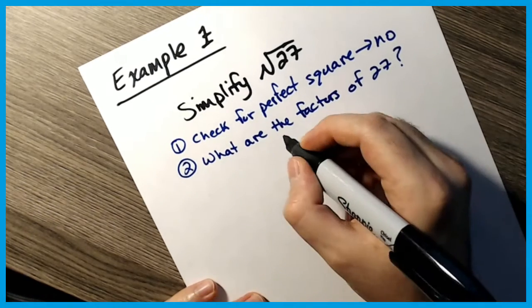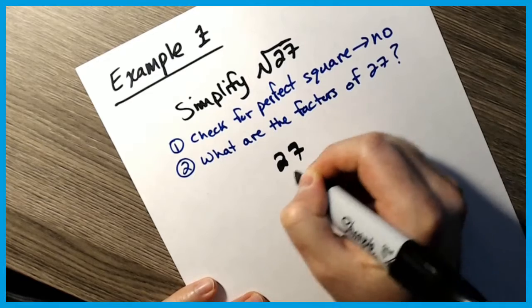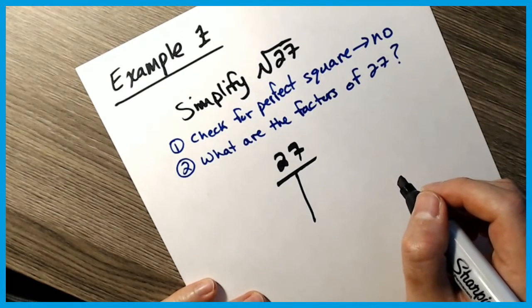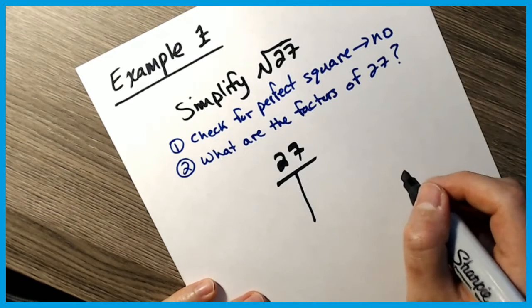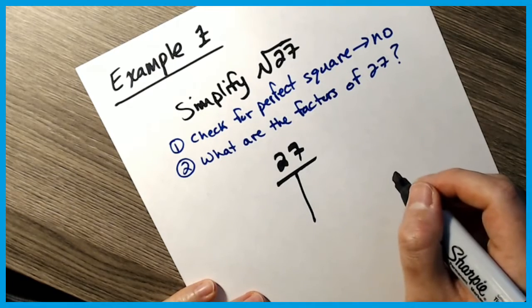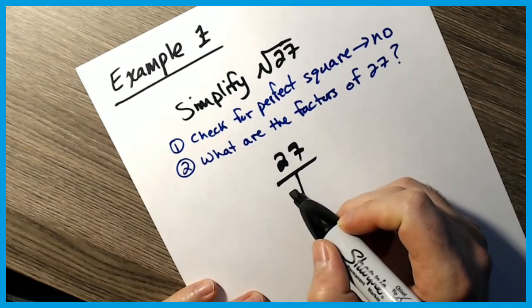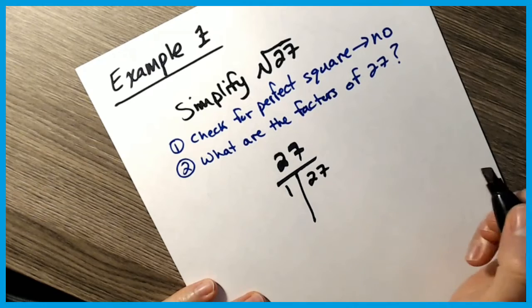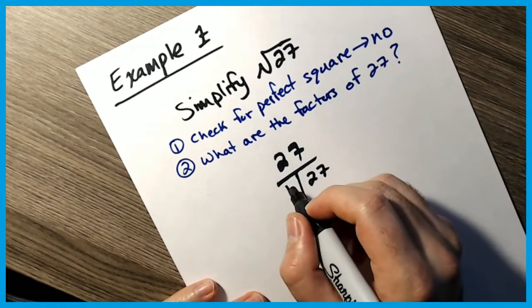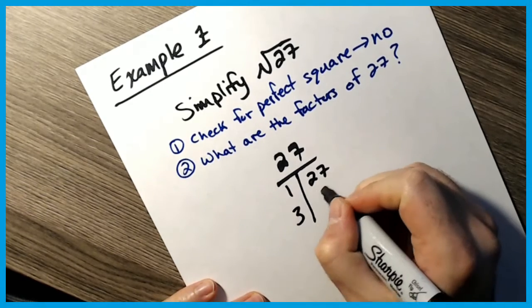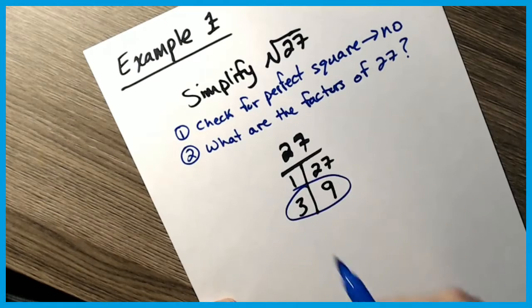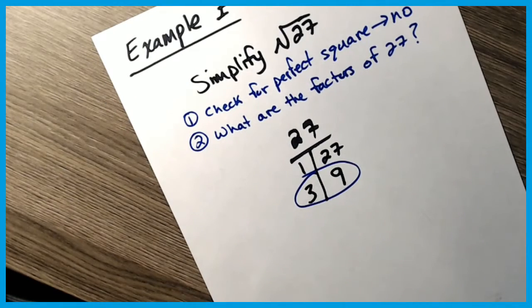And don't complicate this, y'all. Just make a table. 27. If you know your multiplication facts, this should be very straightforward. If you don't, then use a calculator and start at 1. Try 27 divided by 1. You would get 1 times 27. 27 divided by 2 wouldn't work. You'd get some decimal. 27 divided by 3 works though, because 3 times 9 is 27, and that's actually what we needed. So I'm going to use this pair of numbers to rewrite this now.